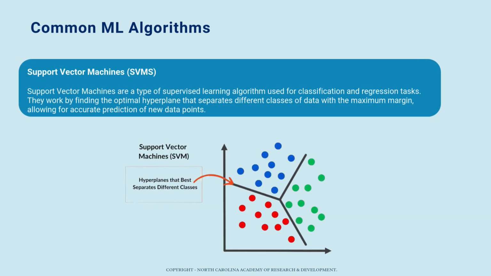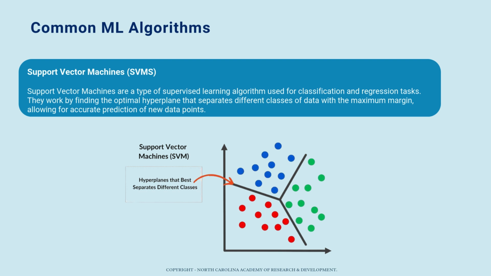Support vector machines, or SVMs, are a powerful tool in machine learning. They work by finding the best way to separate data into different groups. Let's understand with an example. Imagine you're hosting a party with 2 groups, teenagers and adults. SVMs work like drawing a line to keep these groups apart.